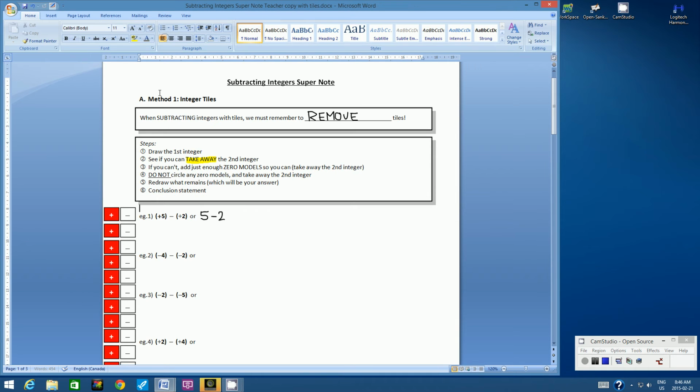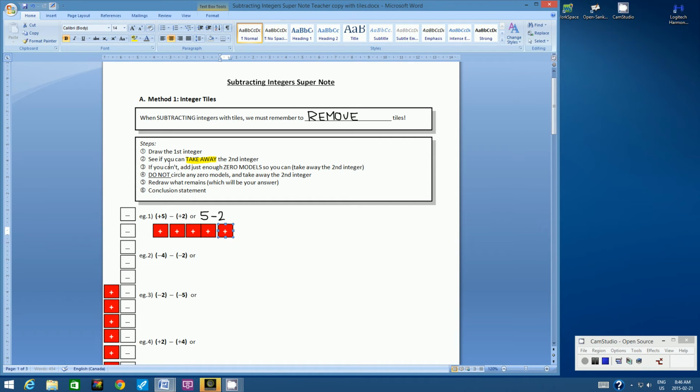Step number 1, draw the first integer. So we're going to build the first integer. The first integer is positive 5. So please bring over 5 positive tiles and put them all in a row. So we've built our model of the first integer.